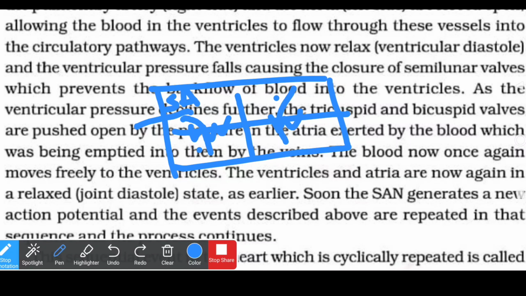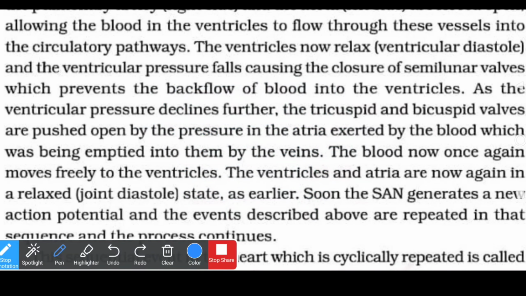Whenever this blood tries to go against the concentration gradient, this tricuspid valve will close, and this bicuspid valve will also close, preventing the backflow of the blood. Now, whenever these ventricles are in the systole configuration, the blood will come out through the semilunar valves. And whenever this blood tries to go back, the semilunar valves or the half moon shaped valves will close again, preventing the backflow of the blood.